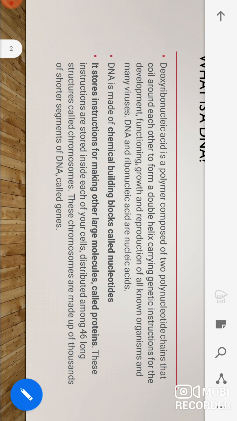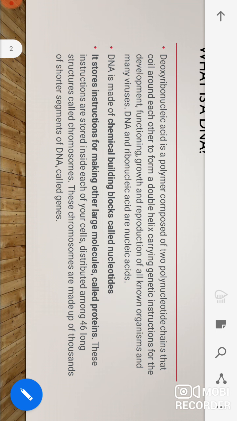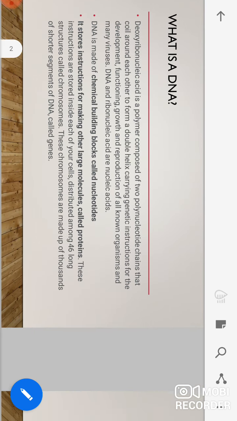So gene, in simple words, is defined as a unit of heredity which is transferred from a parent to a progeny or a child. The DNA, or the heredity information, is transferred from the parent to the progeny. So this is the shorter form for gene. It's a very simple term that you can use for the definition of genes.